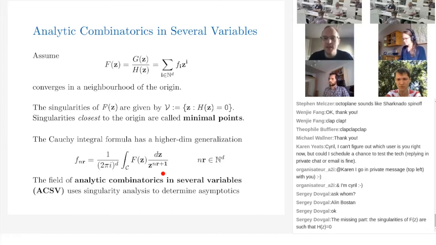The Cauchy integral formula has a higher dimensional generalization. Instead of 2 pi i in the front, you put a 2 pi i to the d. Again, here I'm taking a product of the variables to the powers that are given by this vector. And instead of integrating over a circle, you integrate over a product of circles, so the modulus of z1 is equal to some constant, the modulus of z2 is equal to some constant, et cetera. And just like analytic combinatorics finds asymptotics of a univariate sequence from its generating function, ACSV, analytic combinatorics in several variables, does the same thing using complex analysis in several variables and multivariate generating functions.